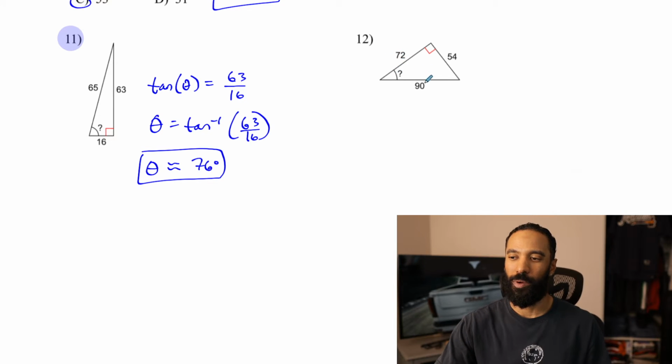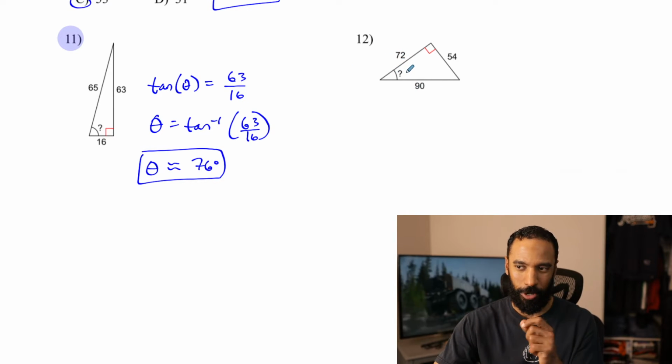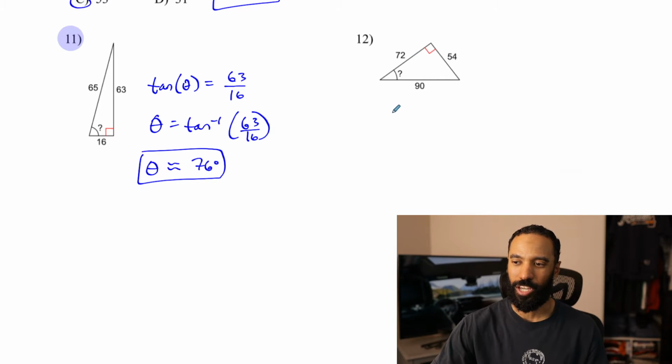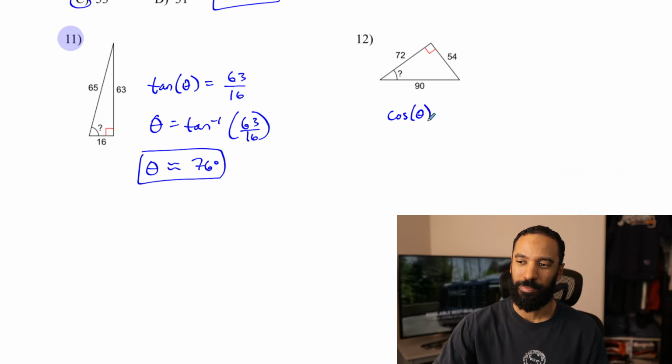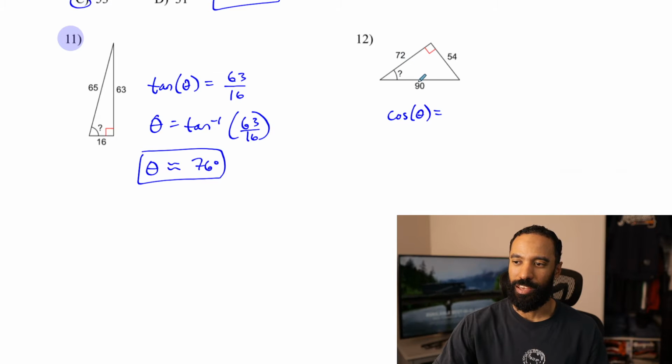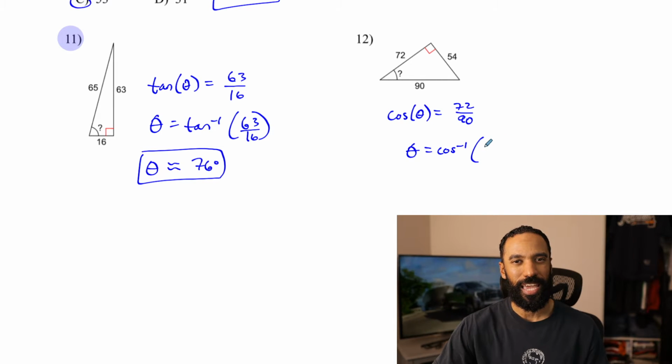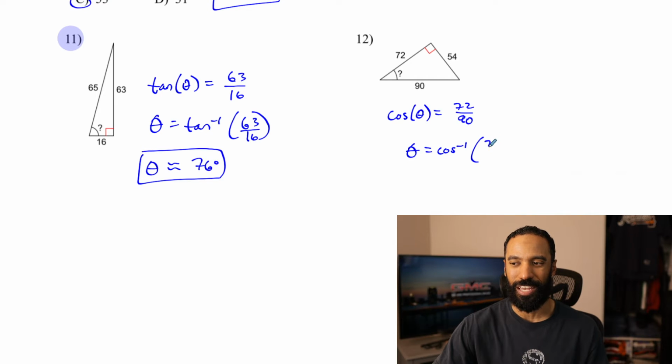And lastly, number 12. Again, I think this is a 3, 4, 5 triangle, but I think it's the lesser angle, so I think the answer is going to be 37. Let's go back to cosine. Cosine of an angle is adjacent over hypotenuse. Adjacent is 72. This hypotenuse here is 90. So theta is the inverse cosine of 72 over 90. Oh, that's 8/10. Yeah, that's that 0.8 again, so it's definitely going to be that.